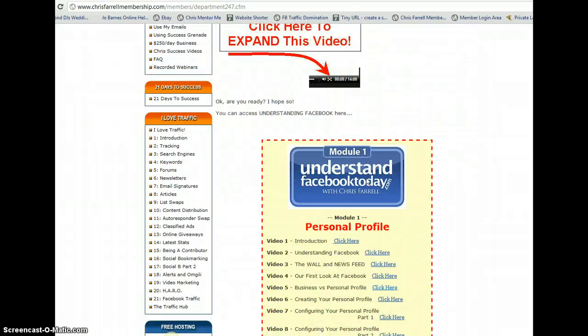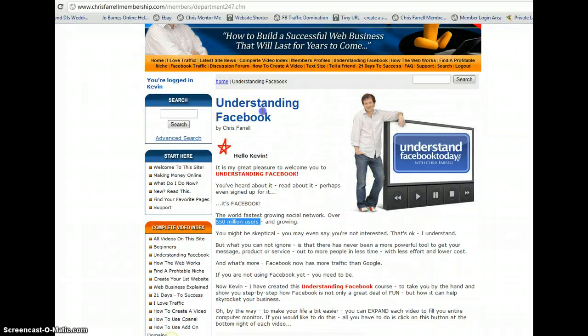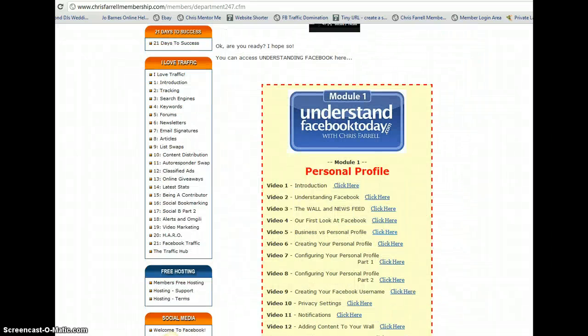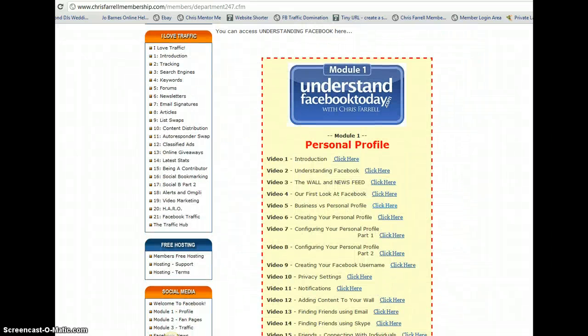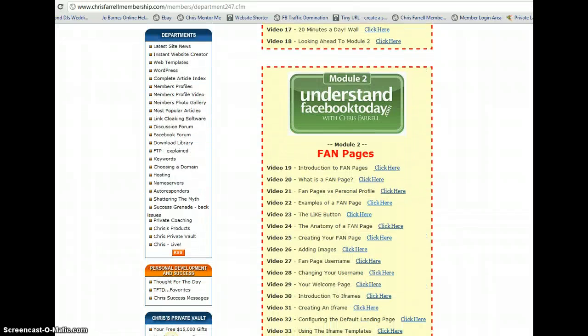Now, understanding what's inside the Chris Farrell membership site, this is just one of the courses, understanding Facebook. Let's take a look down below and you will see modules, video tutorials, basically looking over Chris's shoulder and learning how to understand the Facebook wall and news feeds. Your first look at Facebook, the business versus profile, which is very important. Creating your personal profile, configuring it, and he brings you down step by step exactly what to do.